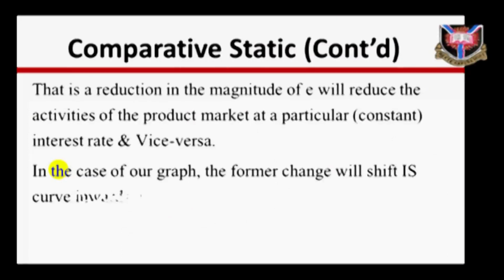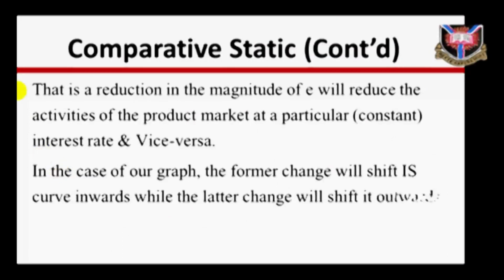In the case of our graph, the former change will shift the IS curve inward, while the latter change will shift it outward. All these changes are represented in the graph below. Now let us consider a change in the induced variables. Let H change from a particular value, say H0 to H1.